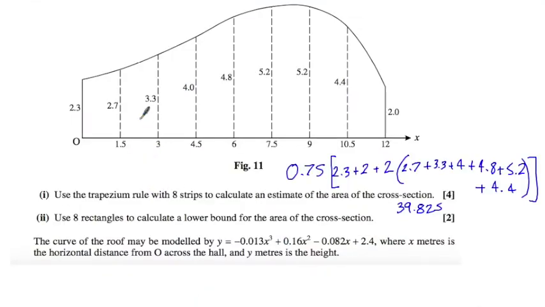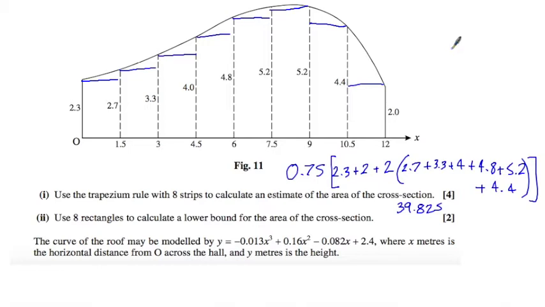Right, use 8 rectangles to calculate a lower bound for the area of the cross section. So this is kind of unusual. So I think what they're asking us to do here is imagine, as this is going to be a lower bound, we cut these all off as rectangles, and we've got to work out the area of all of them and add them up.